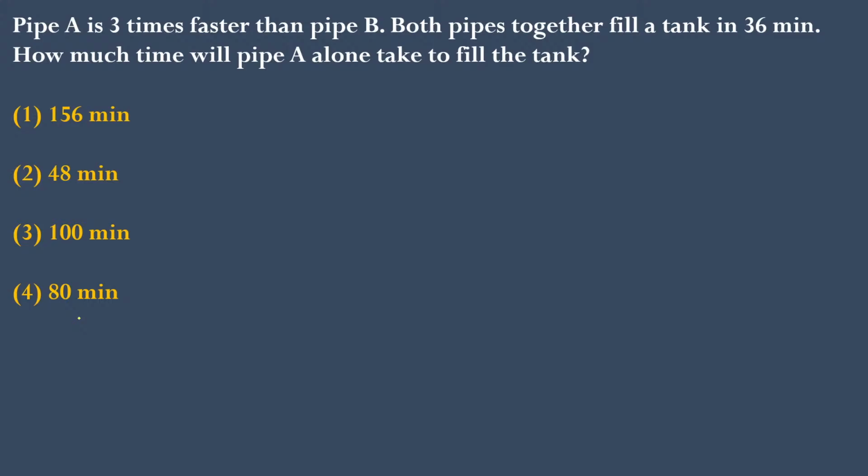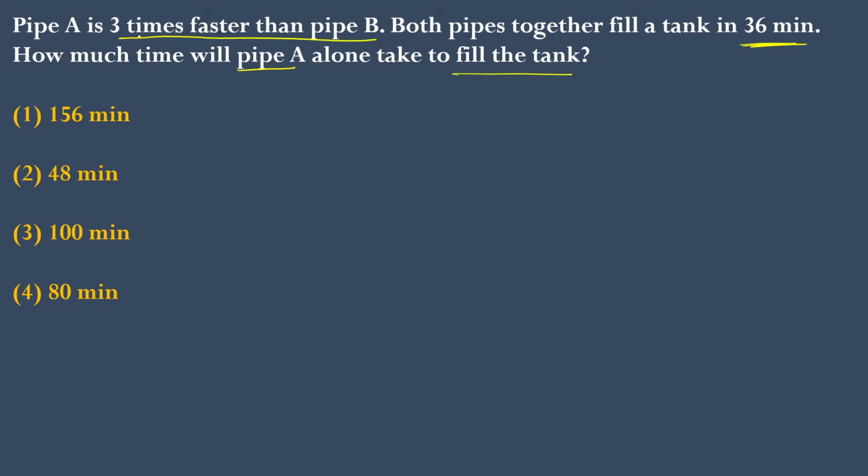See the question here. Pipe A is 3 times faster than pipe B. Both pipes together fill a tank in 36 minutes. How much time will pipe A alone take to fill the tank?